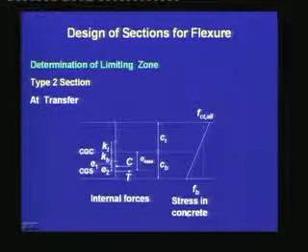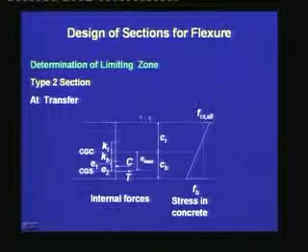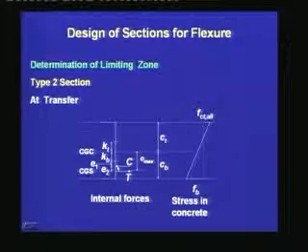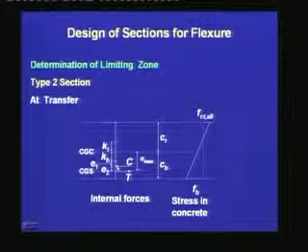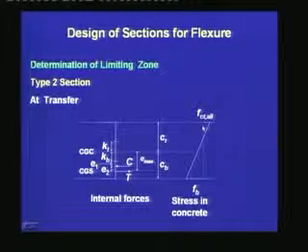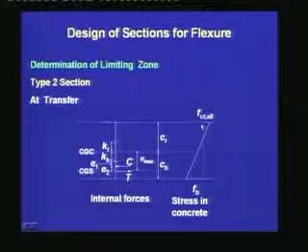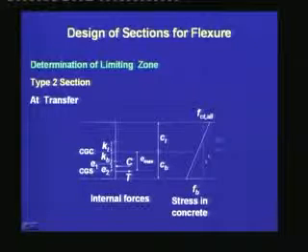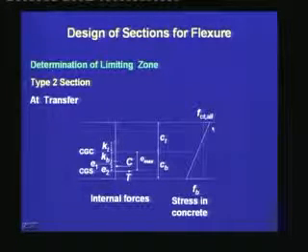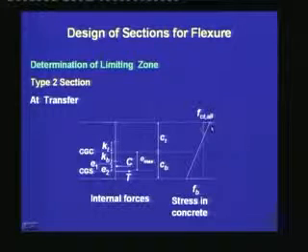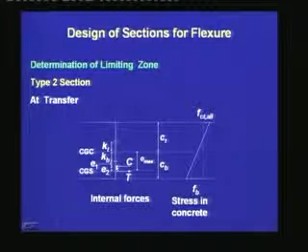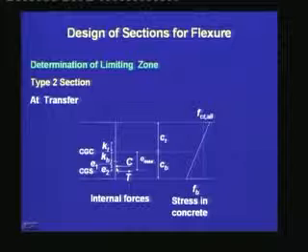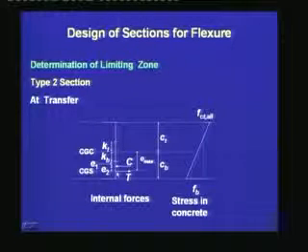For type 2 section, at transfer, we can push the CGS even lower such that C can lie outside the kern zone, so that the tensile stress generated at the top is equal to the allowable value. The stress block in the concrete at transfer for a type 2 section has some tension at the top. The distance of C from the bottommost kern point is represented as E1, and the distance between the C and T is represented as E2.